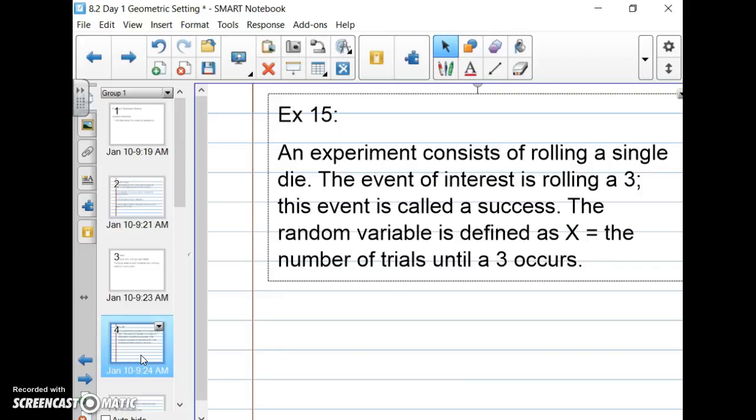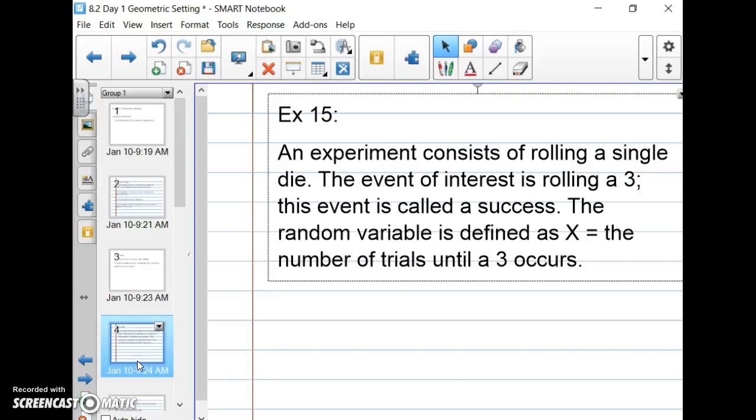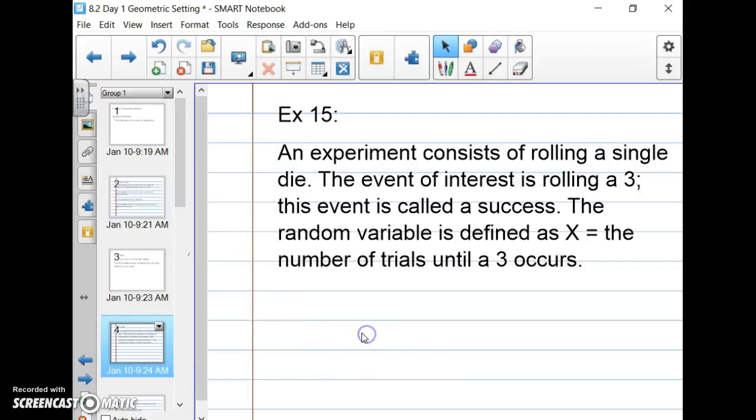So based off of this information alone, you should be able to determine whether or not it is geometric. So again, you want to check the four conditions. You want to check if it has success or failure, check if it has a probability, observations have to be independent, and you have to be given a variable of interest. Now this one, I'm hoping you guys have thought about it a little bit, tried it out, maybe determined the correct answer, but here is the correct answer.